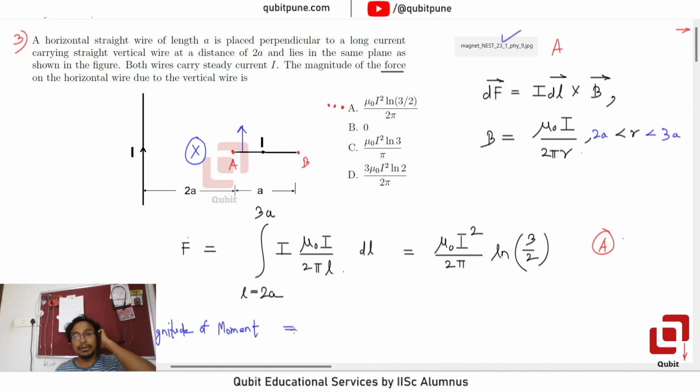Find the magnitude of moment about the vertical conductor. This is not magnetic moment, this is just moment, moment of force. So what would the expression for that be?